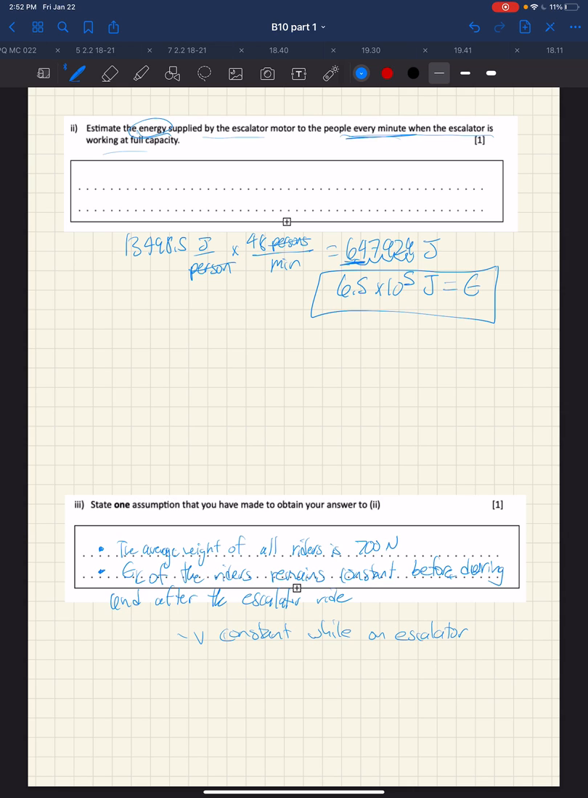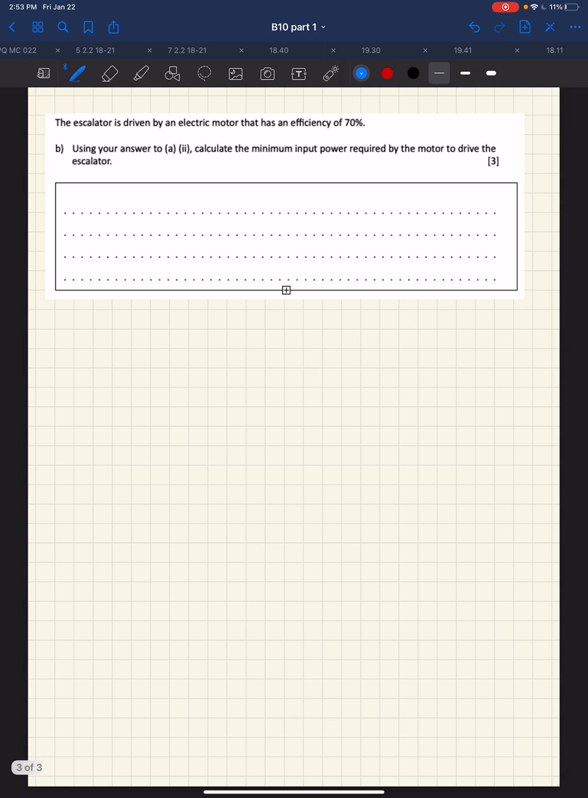And remember, the work energy theorem is about the change in kinetic energy being equal to the work done. Well, if there's a change in velocity, that means there's a change in kinetic energy and there must have been work done, and so the escalator is doing work also to change the velocity. Lastly, we have the escalator is driven by a motor that has an efficiency of 70%.